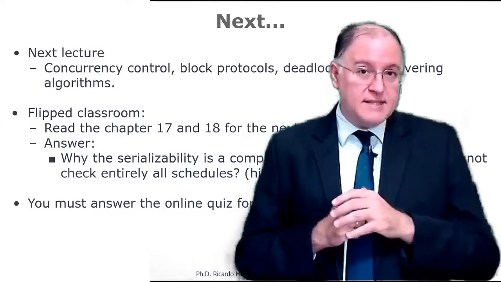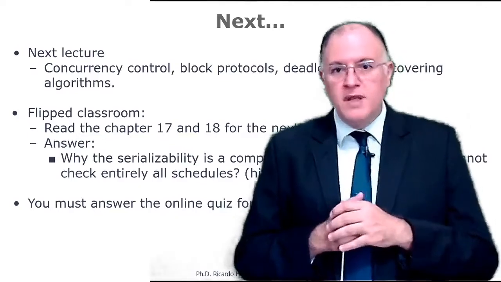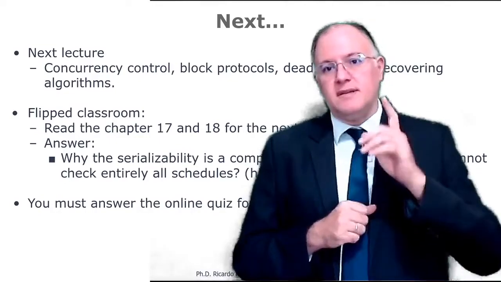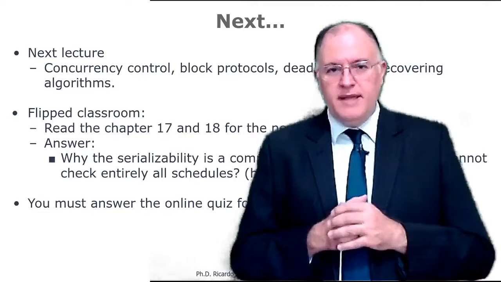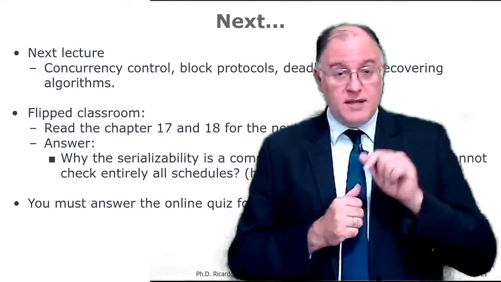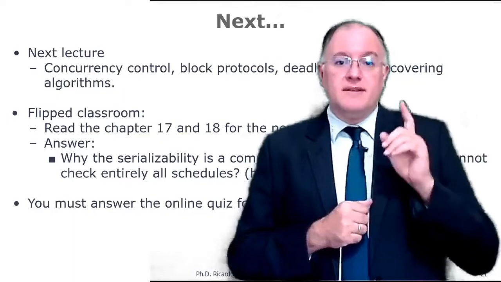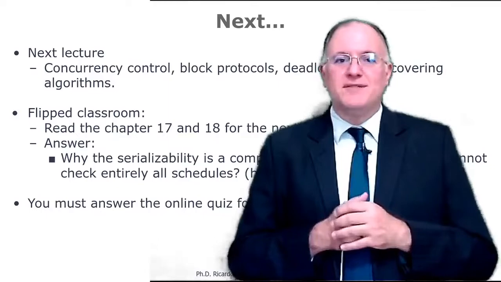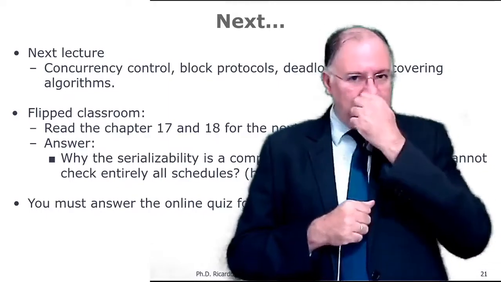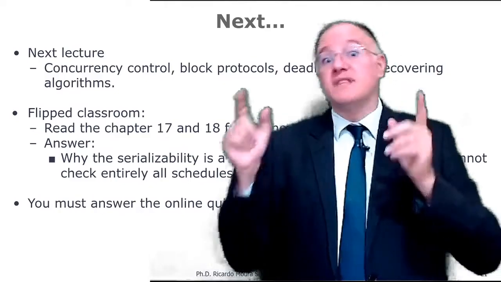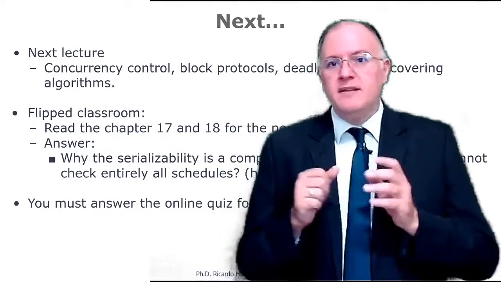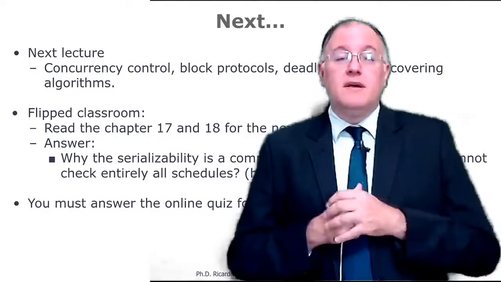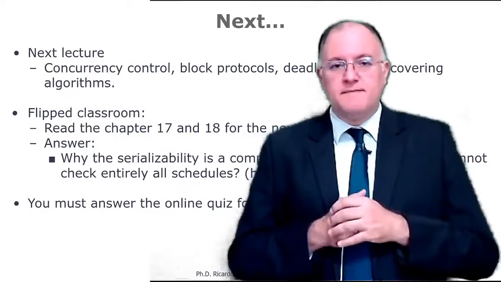For the next class, concerning our flipped classroom, you must read chapters 17 and 18 of the main book, the Navathe book. And you must answer this question that I will give here: why is serializability difficult? It is a complex operation, and the database system cannot check all schedules entirely. A hint: it's about the complexity, the algorithm complexity. This will be for the next class, our flipped class.